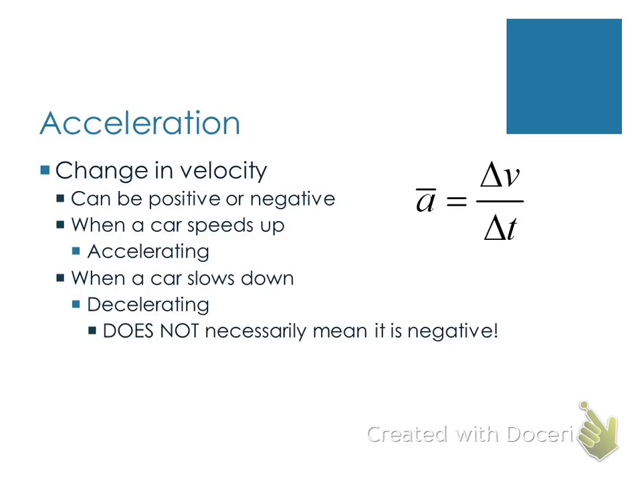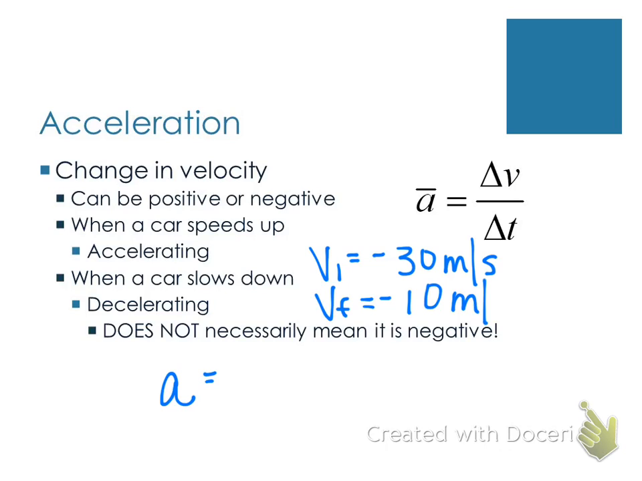So if we've got an acceleration, right, acceleration is always equal to change in velocity over change in time. So my acceleration, let's say our initial velocity was negative 30 meters per second, and my final velocity was negative 10 meters per second. Okay, would you agree here that we're slowing down? Right, we're decelerating. We're going from negative 30 to negative 10.